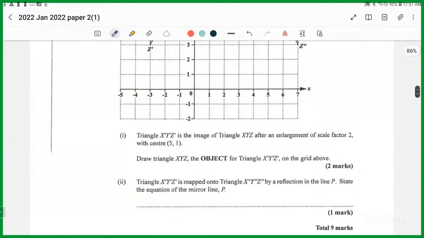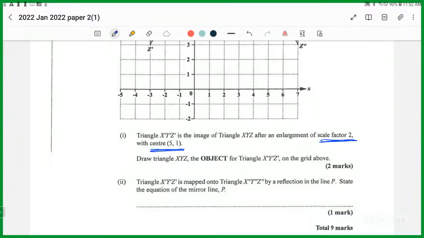It says triangle XYZ is the image of triangle X prime, Y prime, Z prime after an enlargement of scale factor 2 with center (5, 1). Aha! And it wants us to draw that triangle. So to draw this triangle, we have to remember that the scale factor of 2 affects the size of the object and also the distance from the center. So it's like we have to do a reverse enlargement, or an inverse enlargement.